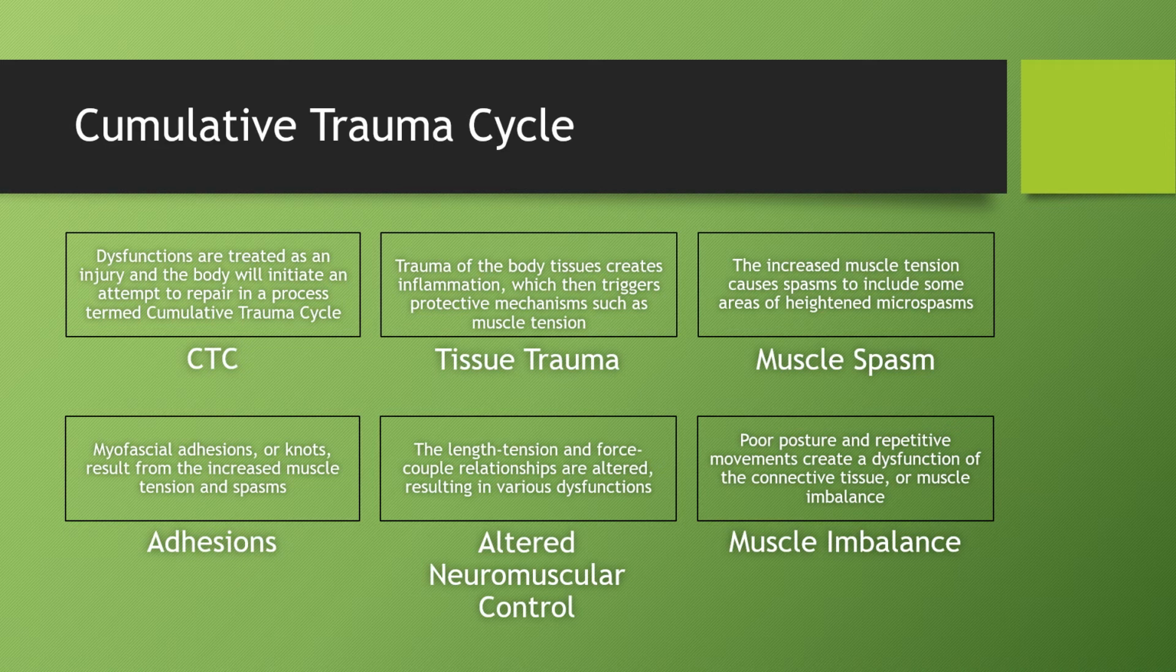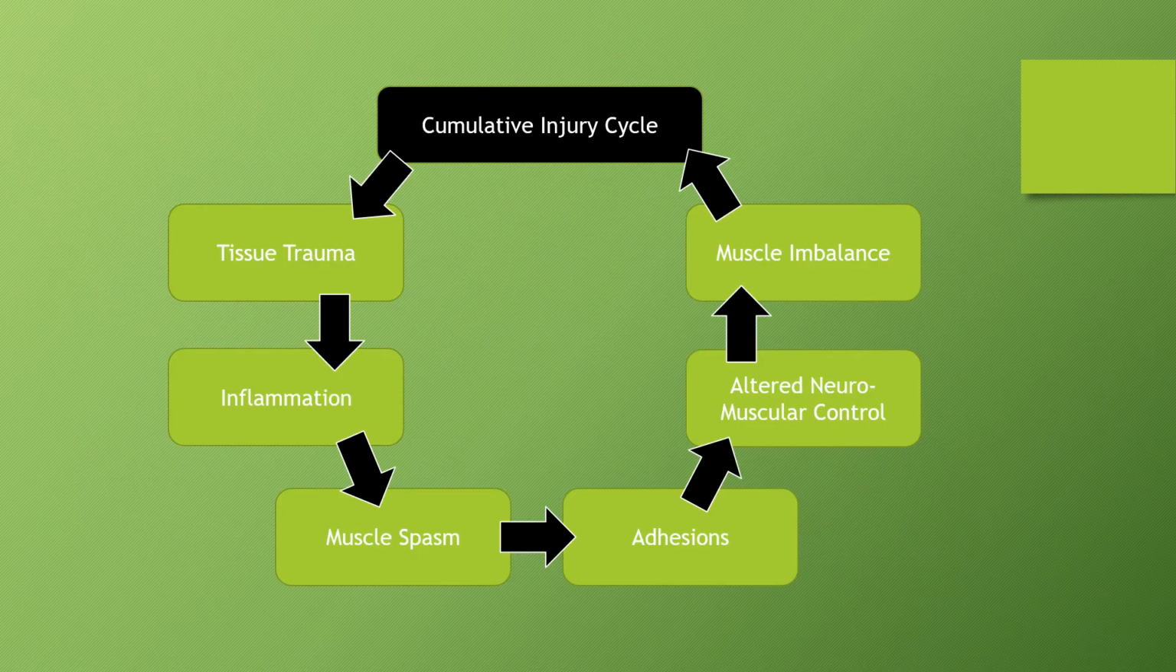These adhesions disrupt the length tension and the force-couple relationships, which then result in various dysfunctions and altered neuromuscular control. Lack of neuromuscular efficiency, such as poor posture and repetitive movements, can further create dysfunction of the connective tissue or muscle imbalances, which then brings us back to the beginning of the cumulative trauma cycle. Consistent repetitive stress to the joints and muscles, along with improper mechanics and faulty recruitment patterns, puts an individual at high risk of being subjected to the cumulative injury cycle.